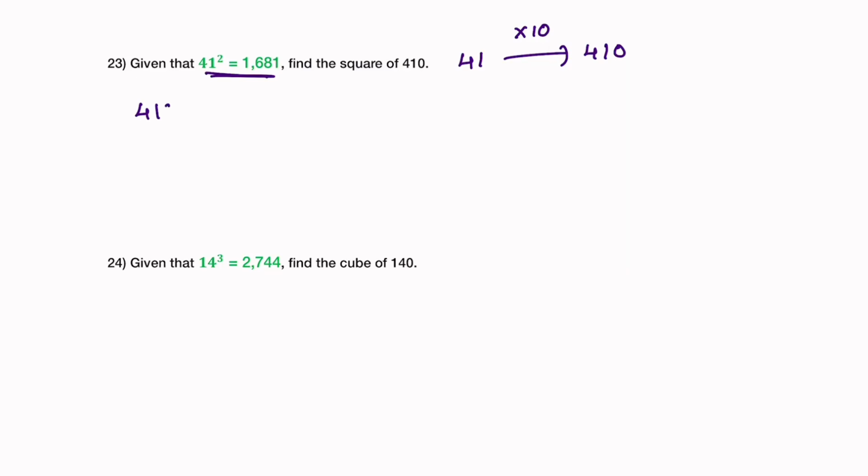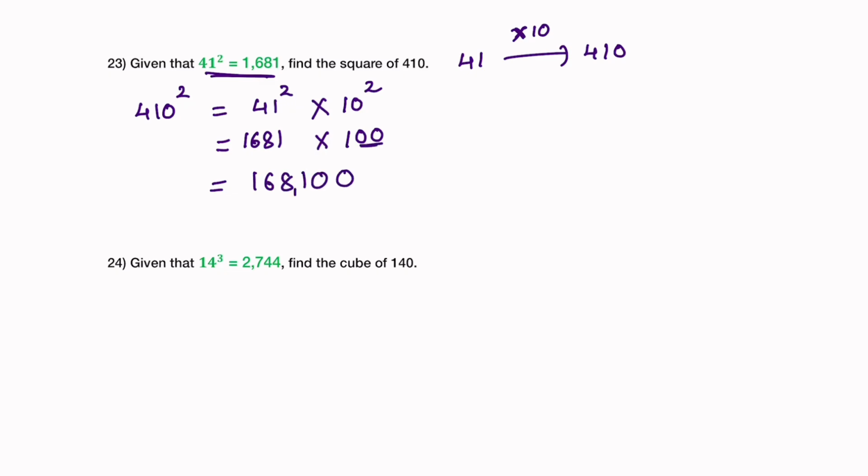So, 410 square equals 41 square times, because this is times 10, right? So, times 10 square, the square of that number as well. 41 square is given to us, 1681, times 10 square, which is 100, right? And you write this as 1681 and then 2 zeros. So that's the answer. Easy, right? You can try the next one yourself and then check how it went.